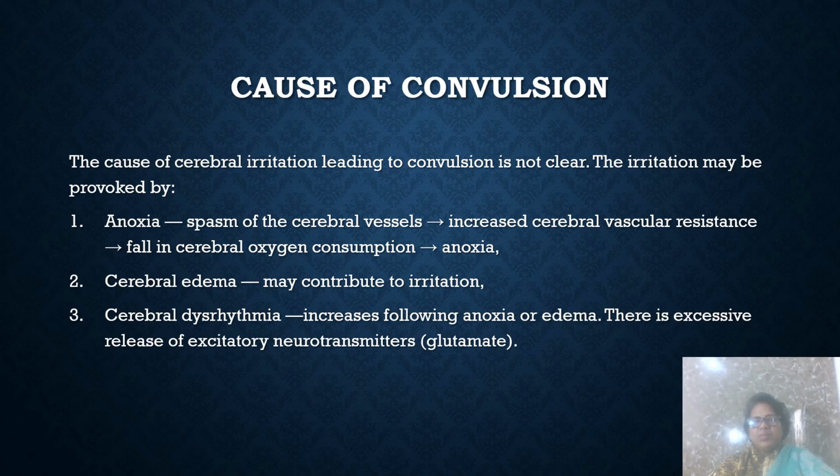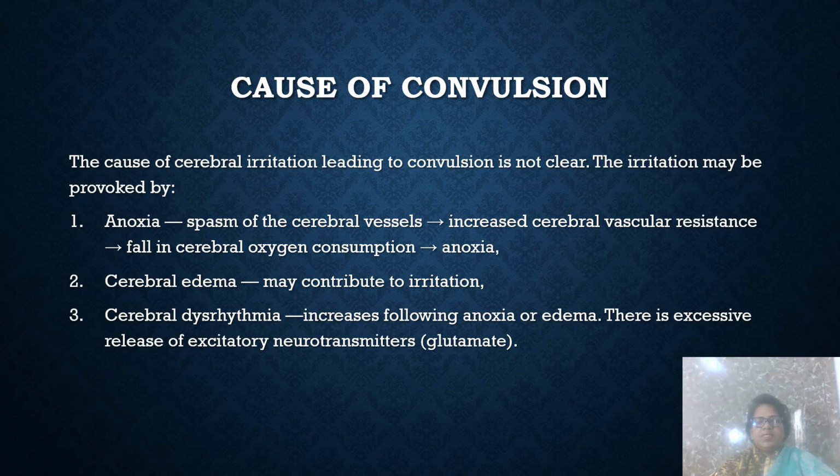So the exact cause of convulsion is not known, but there are some assumptions, such as anoxia. When there is anoxia in the brain, oxygen levels decrease, so there is spasm in the cerebral vessels, cerebrovascular resistance increases, and there is a fall in cerebral oxygen consumption. So the oxygen consumption in the brain decreases and the patient develops anoxia. Then cerebral edema. With cerebral edema, again anoxia occurs, and that may lead to irritation.